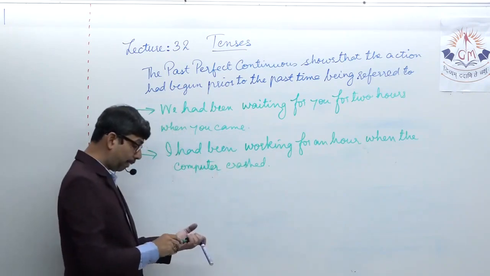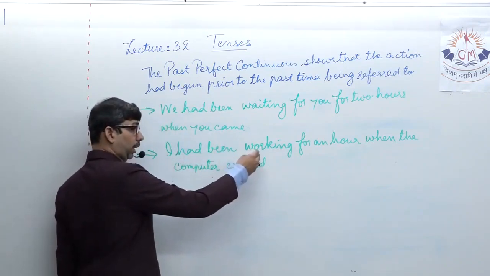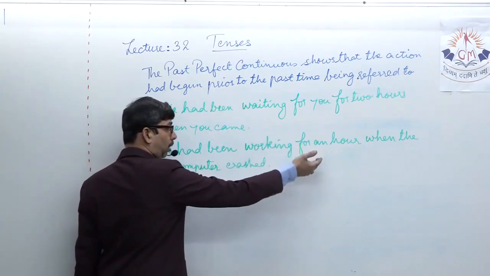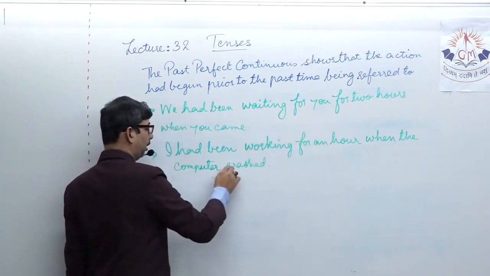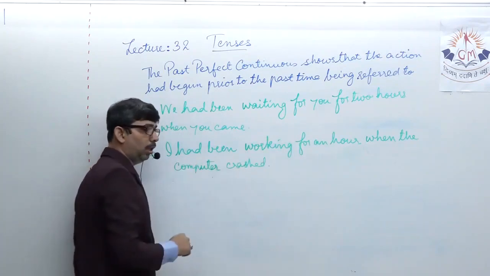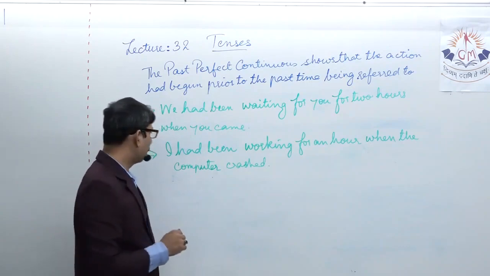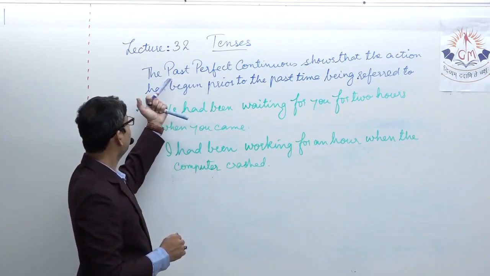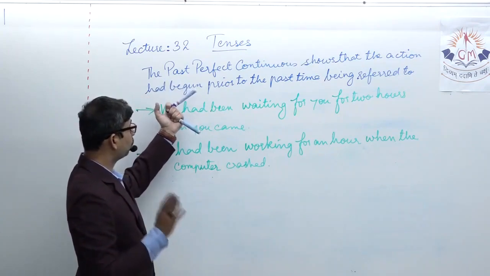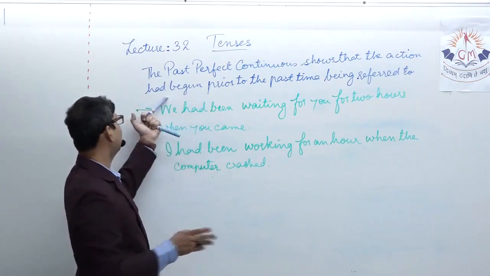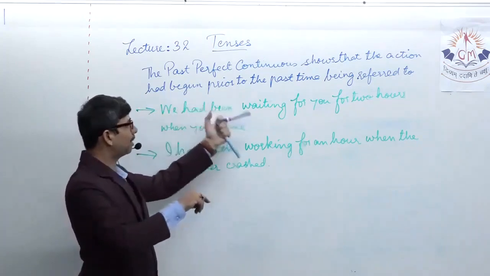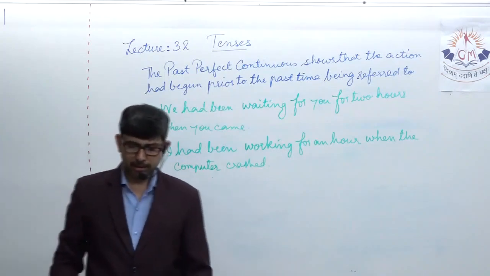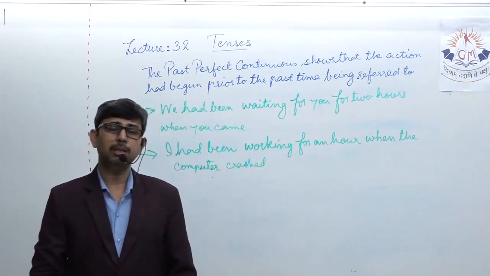One hour had already passed by. I had been working. My work was going on. I was working on the computer for an hour when the computer came to a crash. The system collapsed. So you see, the meaning of these two sentences is justified. The past perfect continuous shows what? A type of action that had begun prior to the past time being referred to. So in both these sentences, you will find this kind of action being displayed.